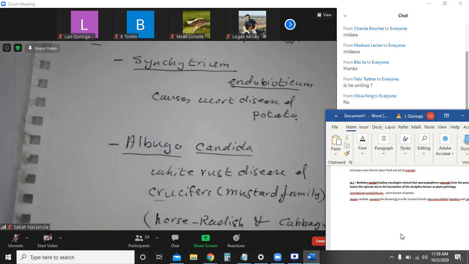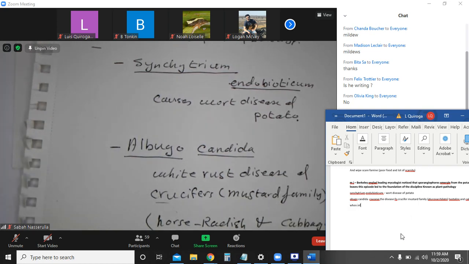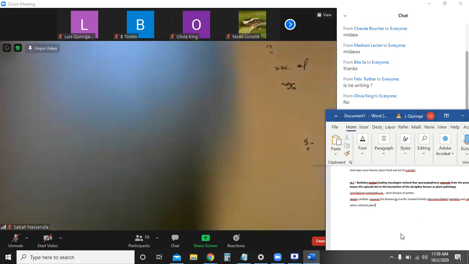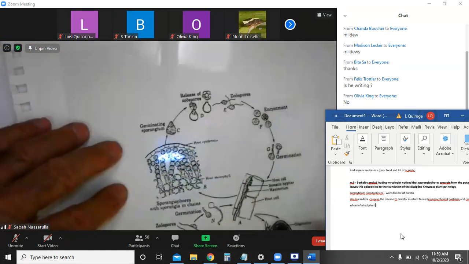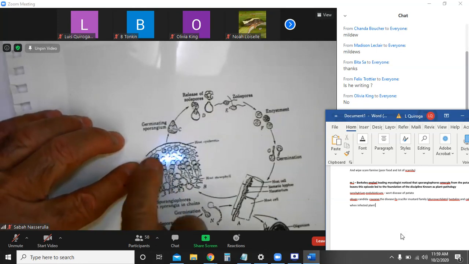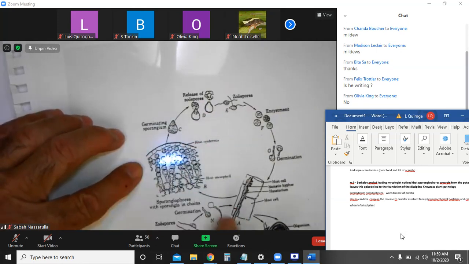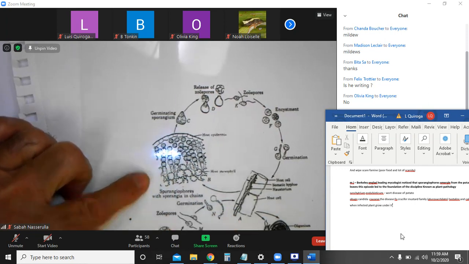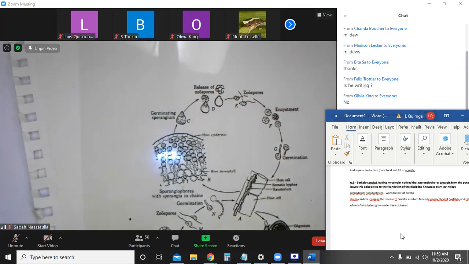I'm not giving you the life cycle, but at least to show it to you. When it infects the plant, it grows under the epidermis. This is shown to you here. This is a leaf. This is the epidermis, and it grows in the tissue under the epidermis. Then when it produces a lot of conidia, it will push the epidermis and come out on the surface of the plant. It looks like a white powder, and that's what we call white rust.